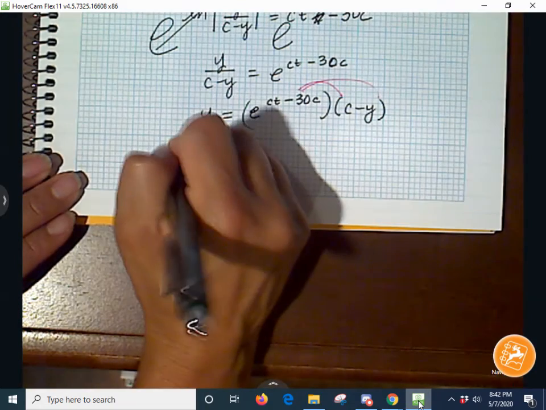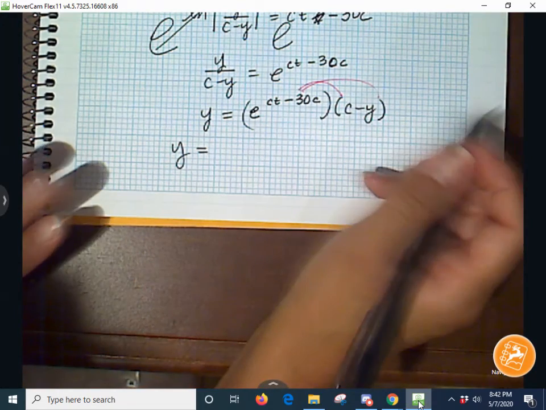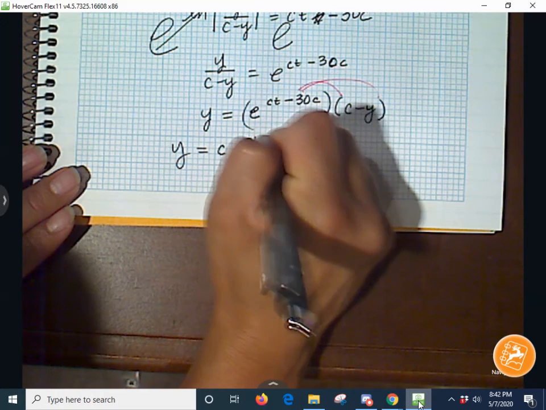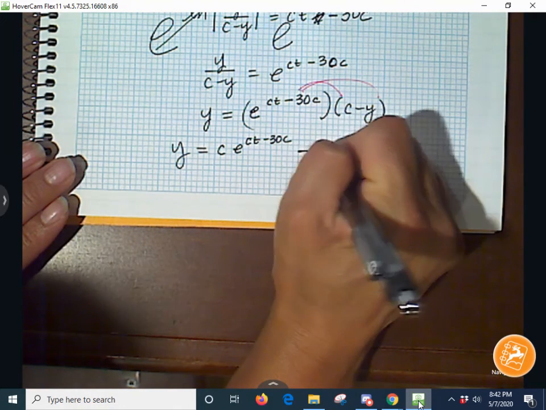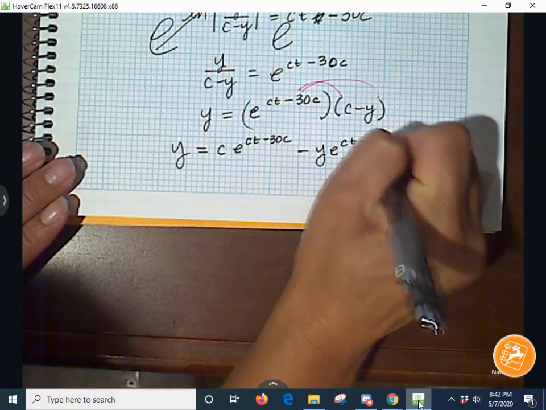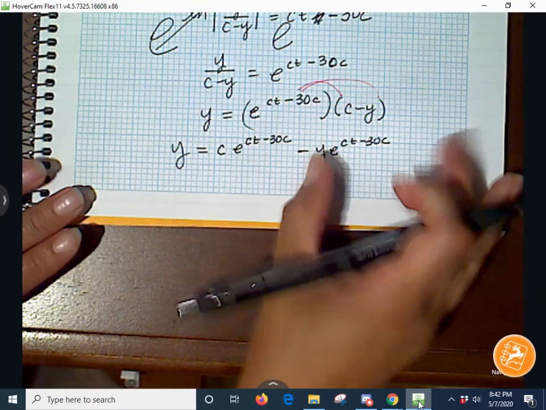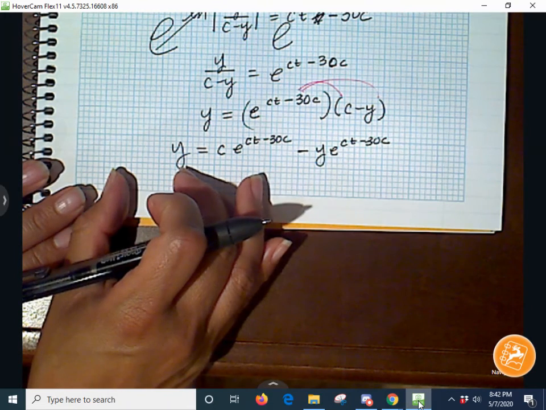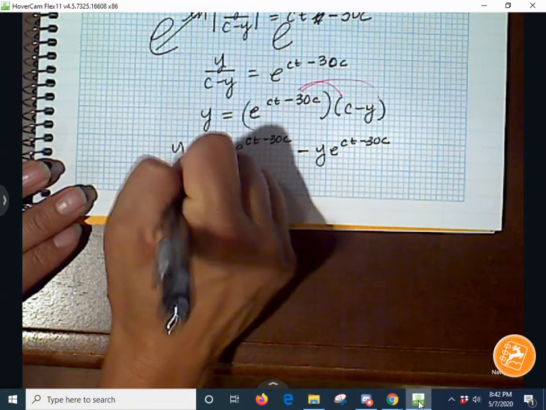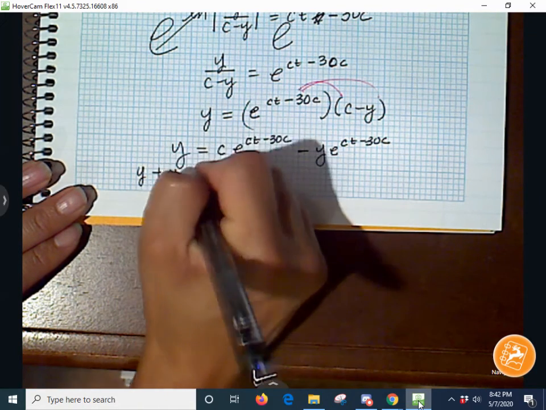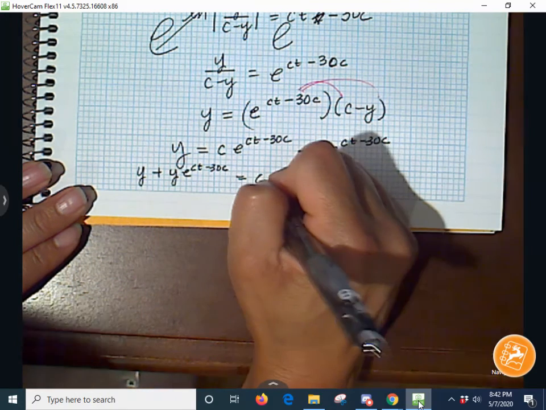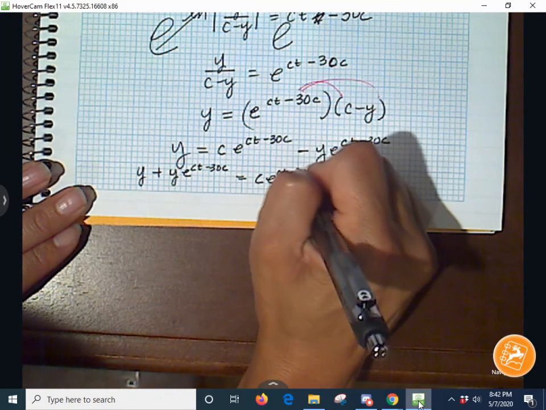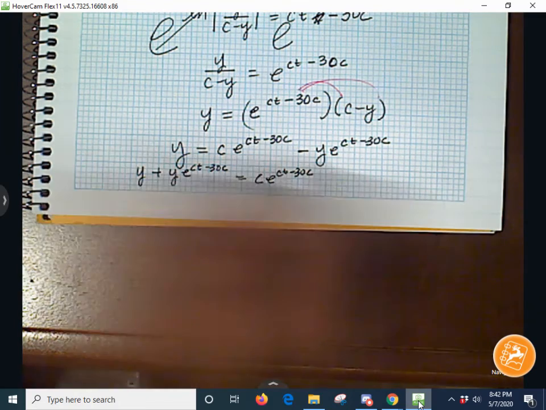This gets ugly, and then it reduces. Y is equal to c e to the ct minus 30c minus y e to the ct minus 30c. Okay, now I'm going to put my y's together over here. So I'm going to have y plus y e to the ct minus 30c is equal to c e to the ct minus 30c. I sure hope I'm not making any boo-boos.